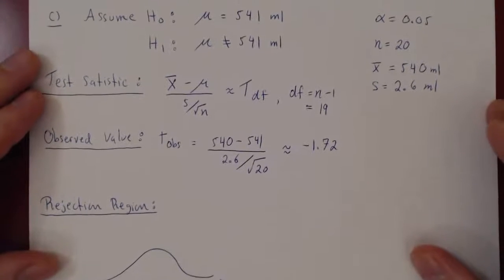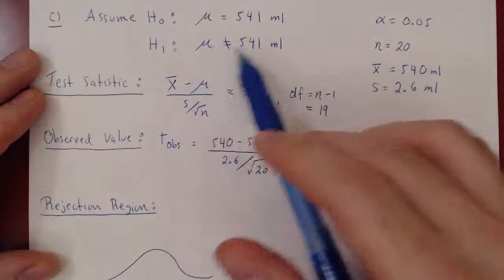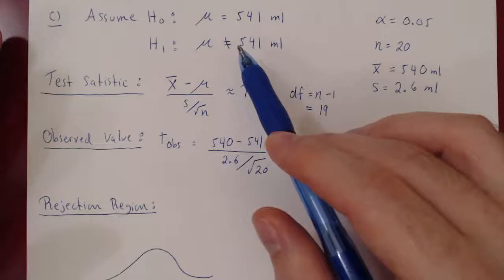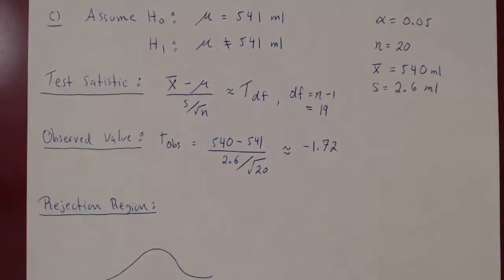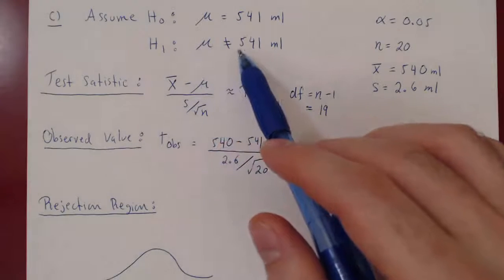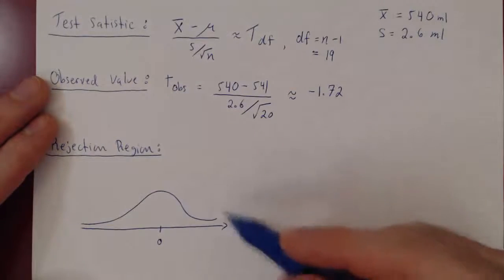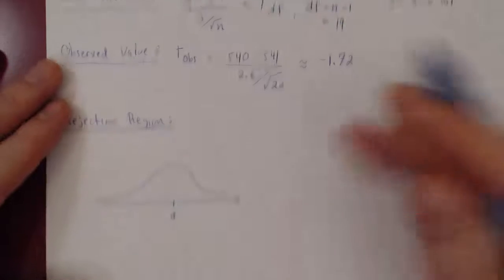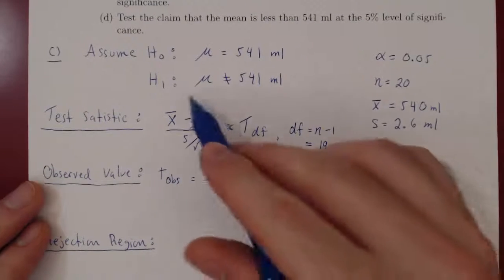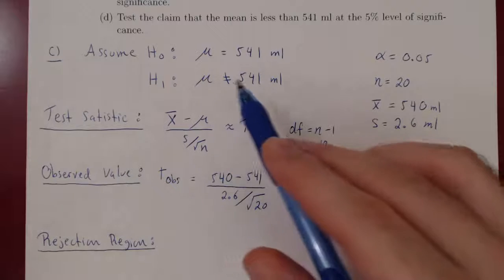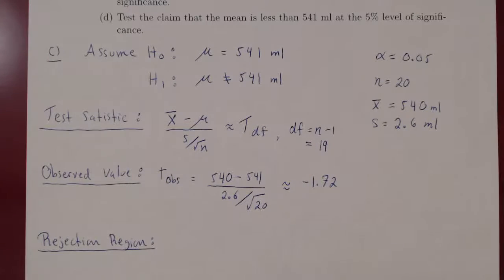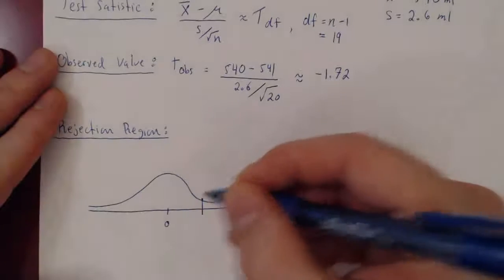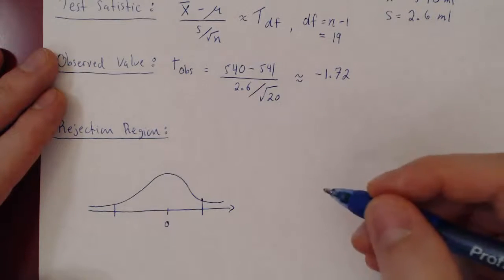Well, let's see. We have a two-tailed test here. Mu is not equal to 541 is H1, and so we have to reject both the left tail and the right tail. If we said mu is bigger than 541, we would reject the right tail. If we said mu is less than 541, we would reject the left tail. But because H1 is mu is not 541, not 541 means either smaller or greater, so we reject both the left tail and the right tail of our distribution.